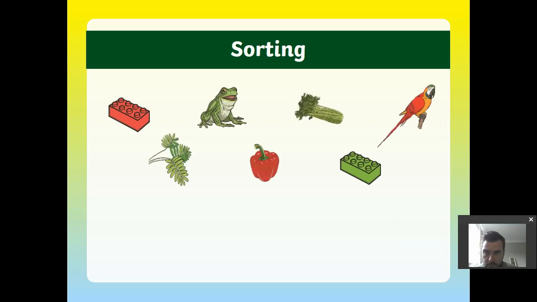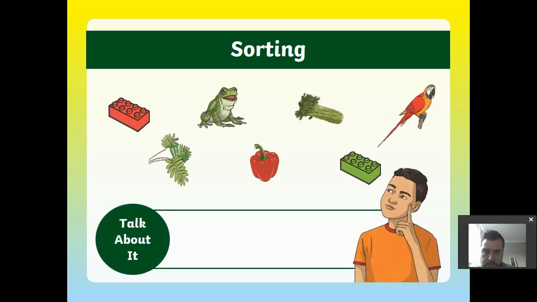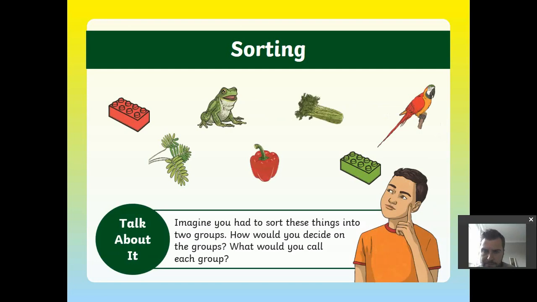Sorting. So I've got some objects here. I want you to think about it. Imagine you had to sort these things into two groups. What would you decide on the groups? And what would you call each group? Okay, have a think. Can you think of at least two different ways you can sort these objects? Make a note in your book, or notes in your head, and I'll give you 10 seconds now to have a think and to do that. Off you go.